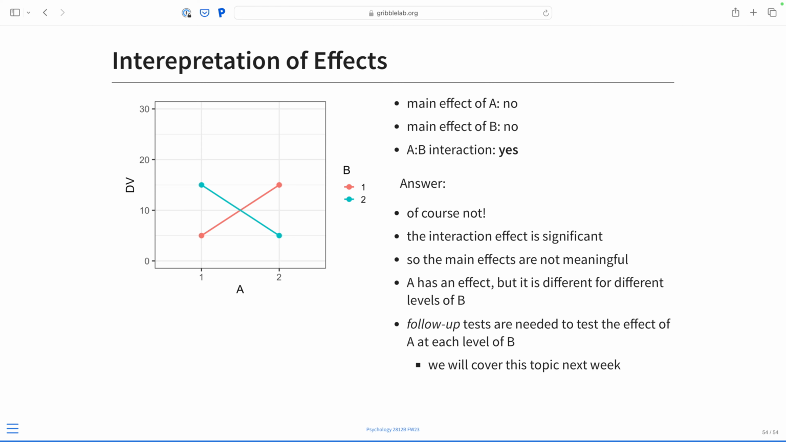And so how do you detect this scenario? Well, you can use your eyes as a first approximation to look at the data, like we are here. But we'll see next week that you use follow-up tests or post hoc tests to test the effects of one factor, like A, at different levels of B. So you can jump in and do pairwise tests in a strategic way to figure out what's happening with the data. But we're going to cover that topic next week.